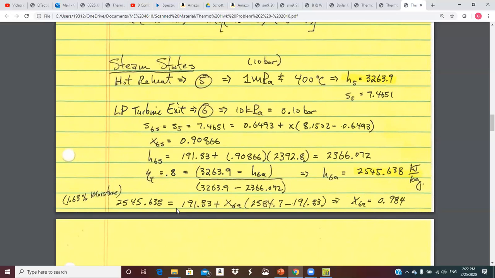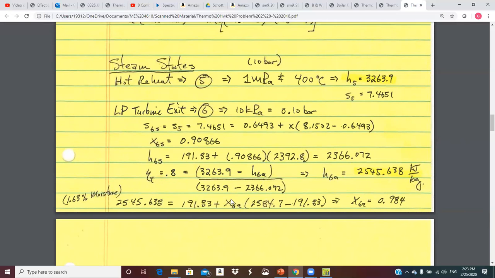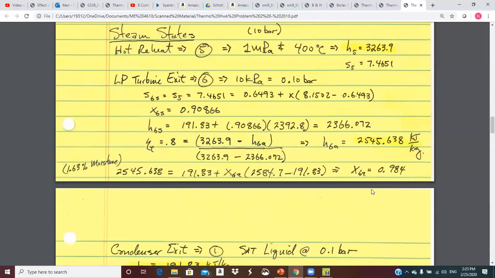What is it? Oh, I just went ahead and calculated the moisture. I guess I already... 2545. Yeah, this is the quality at 6 coming out of the turbine. So anyway, I don't know if it asked for it or not, but I went ahead and did it.